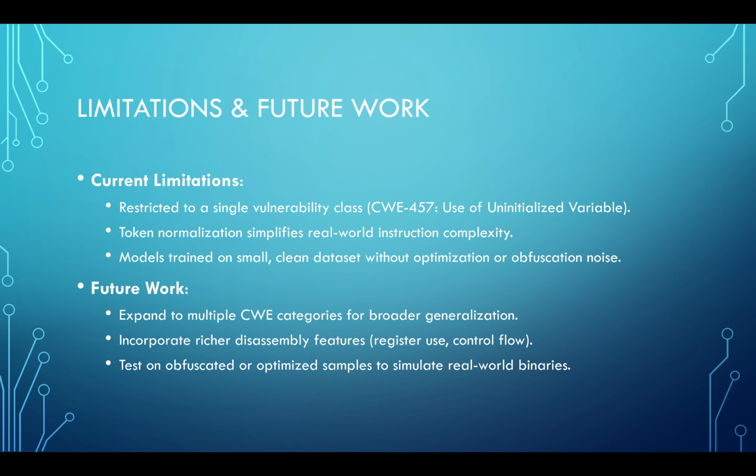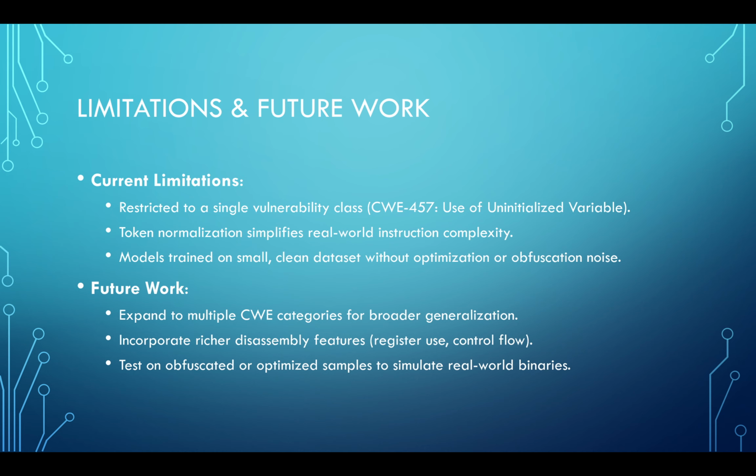So for future work, we would expand to multiple vulnerability categories for broader generalization. We would incorporate richer disassembly features that would include register use and control flow. So in assembly, quite often, different registers could have different impacts on the vulnerability. So using the register RAX versus RBX could impact how a vulnerability is classified in some cases, which would just be that more complex tokenization I mentioned.